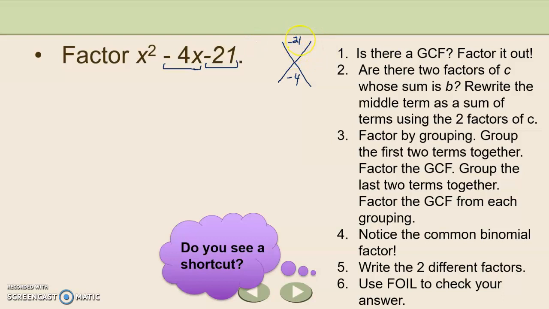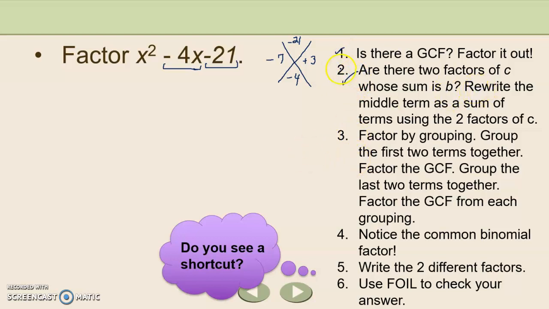I know it's negative 21, so one of my numbers needs to be negative and the other one needs to be positive. And negative 21 and positive 1 don't equal negative 4. And negative 1 and positive 21 don't equal negative 4. So it must be the 7 and the 3. And if I think about that, I'll realize that negative 7 and positive 3, when multiplied, equal negative 21, but when added, equal negative 4. So I have found two factors of c whose sum is b.